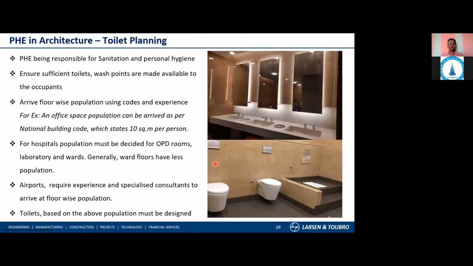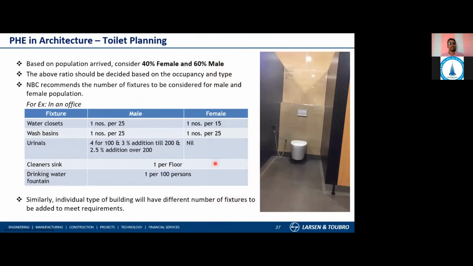And coming to the next thing, inside the building, you can see mostly the PHE team sits with the architects on the toilet fixtures. Here I'm not going to spend much time. Once you arrive at the population of the building, you can segregate the percentage of male and female. Based on this category, you can fix the fixtures. For example, for an office, for a WC, it is 1 per 25 for male, and for female it is 1 per 15. Like that, we can fix the fixtures.